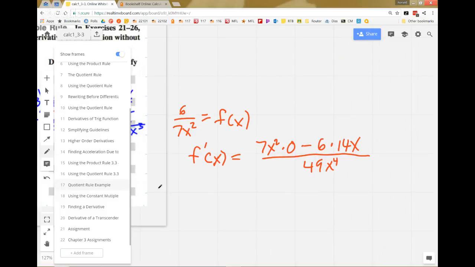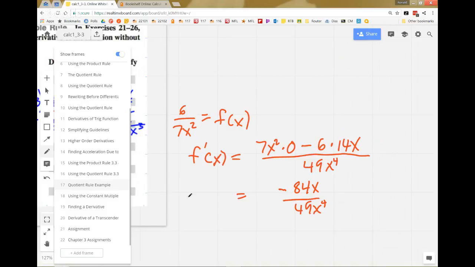All right, and so what does that equal? Well, this first term is nothing. And then you get negative 6 times 14, negative 84x over 49x to the fourth. Okay, so now what's negative 84 over 49?